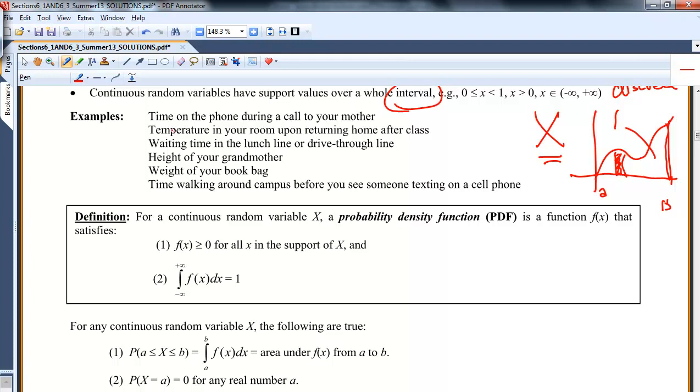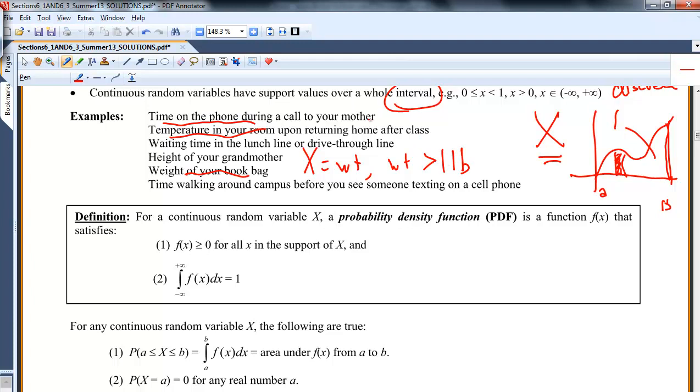So here are some examples. Time you're on the phone could be anything bigger than 0 minutes. Temperature in your room when you get home from classes, let's say. The weight of your book bag right now. This is a random variable x. X is equal to weight, and I'd say probably the weight is anything bigger than 1 pound.